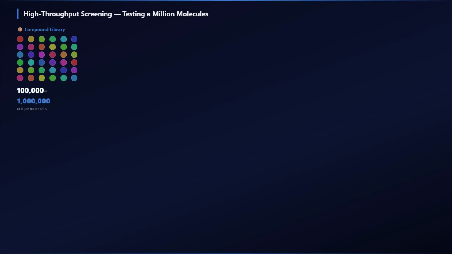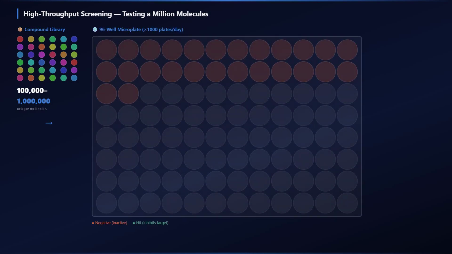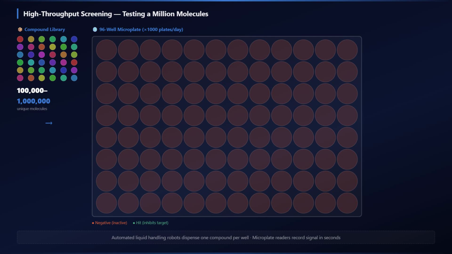Once you have your target, the traditional approach to finding molecules that interact with it is high-throughput screening, HTS. You take a compound library, sometimes 100,000 molecules, sometimes 1 million, and you test each one for activity against your target protein. Automated liquid handling, microplate readers, thousands of data points per day.